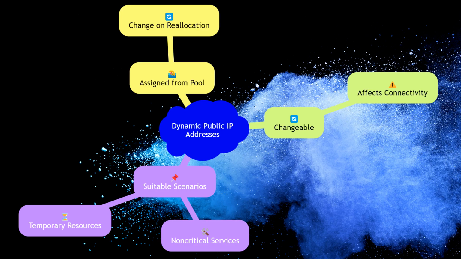Dynamic public IP addresses are assigned from a pool of available addresses and can change whenever the associated resource is deallocated and then reallocated. This type is suitable for scenarios where the IP address does not need to remain constant, such as non-critical services or temporary resources. However, it's important to note that the IP address may change, which can affect connectivity.